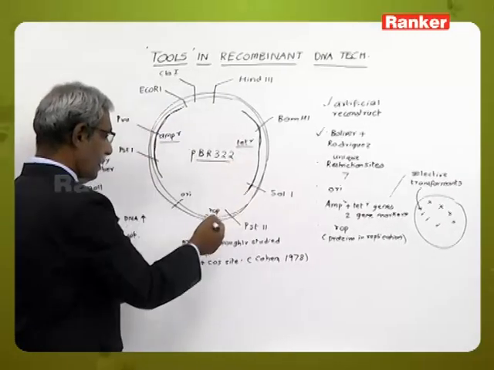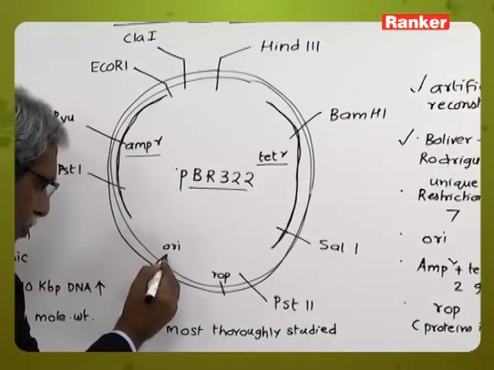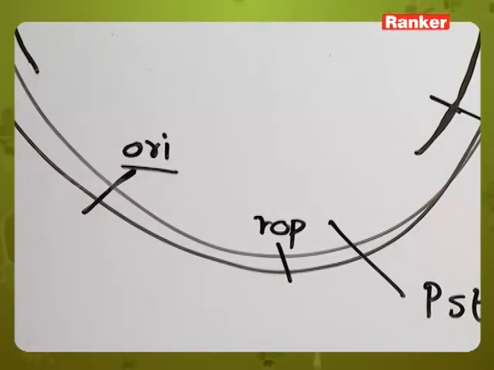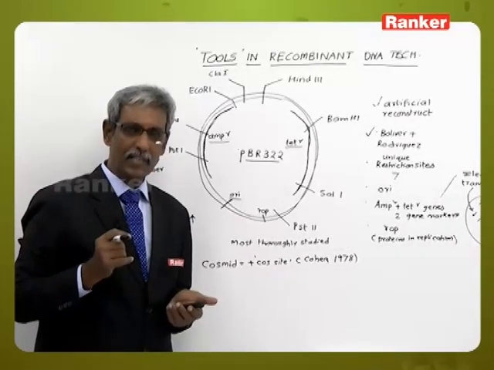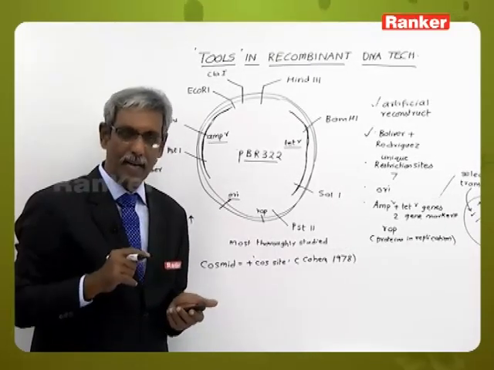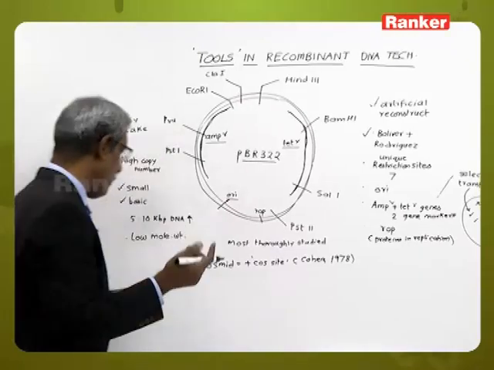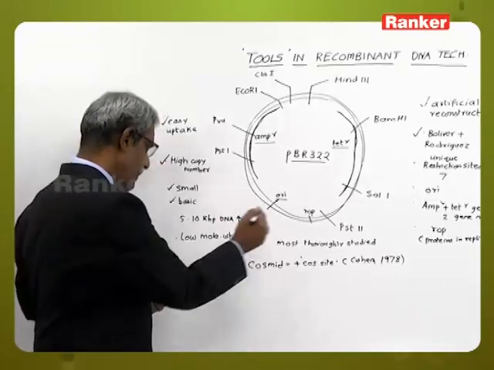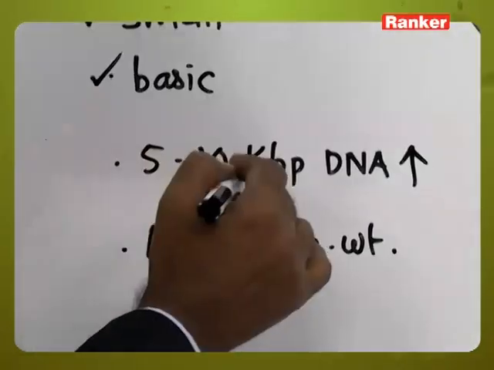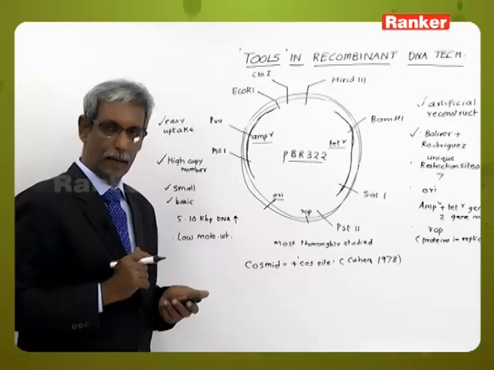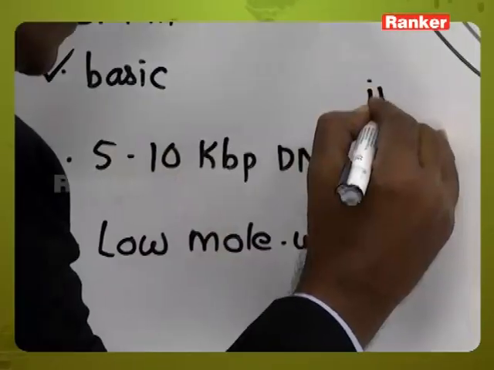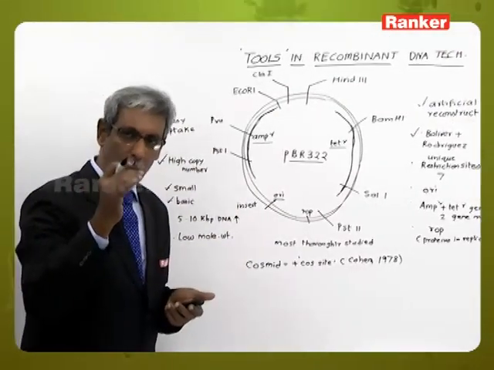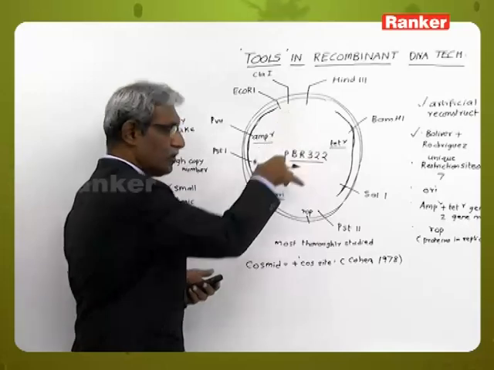Coming back to pBR322, it has got one region which is termed as ORI. Already you know ORI. ORI means the origin of replication. That is the place from which the plasmid can get replicated and form a large number of copies. So it is a plasmid which shows high copy number. And the plasmid is capable of taking 5 to 10 kilobase pairs of DNA. A foreign gene insert of 5 kilobase pairs can easily be loaded into the plasmid.